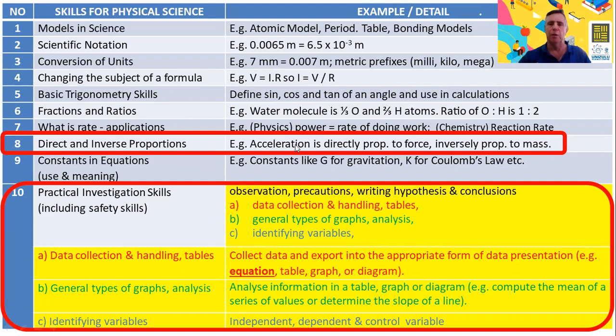Direct proportion: acceleration is directly proportional to force. Inverse proportion: it is inversely proportional to mass. Also, doing this experiment, you'll learn lots of very valuable practical investigation skills. There'll be data collection and handling through tables. Two different types of graphs will be drawn and analyzed, and one will have a careful look at which are independent, dependent, and control variables.